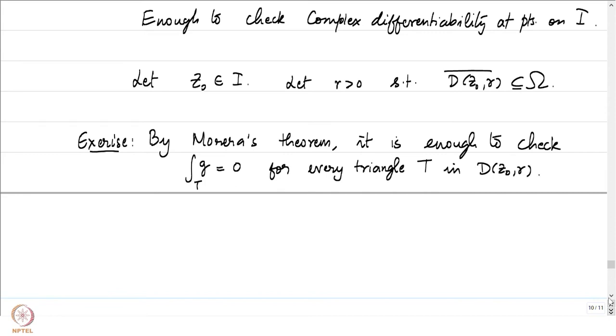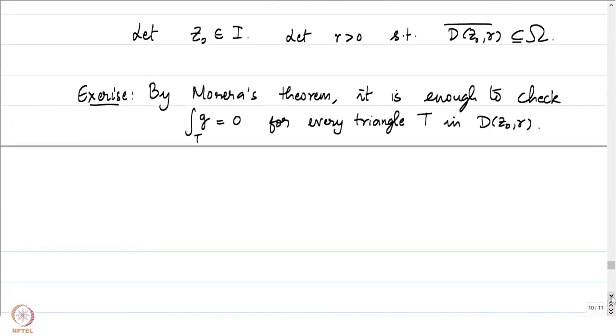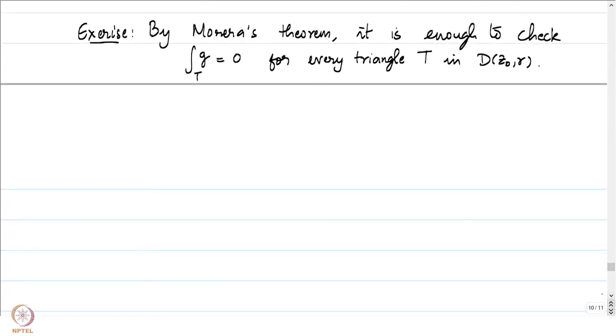If you go back to Morera's theorem statement, we actually proved that if the integral of g over any closed polygonal path is 0, then our function g is holomorphic. I am actually writing a more special statement here. I am demanding that we only need to check that the integral of g over T is 0 for every triangular path. So, you should sit down and convince yourself that if we prove this, we are in fact proving that over all closed polygonal paths the integral is 0, and therefore we will be able to conclude by Morera's theorem that our function g is holomorphic.